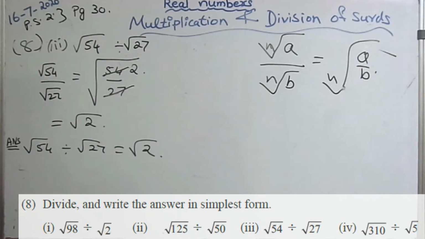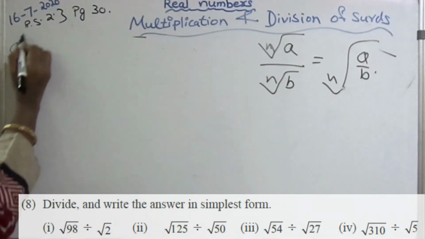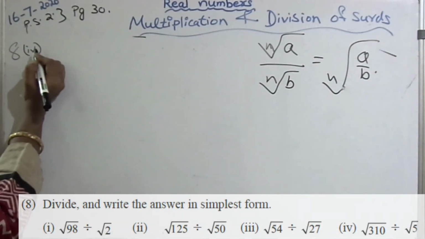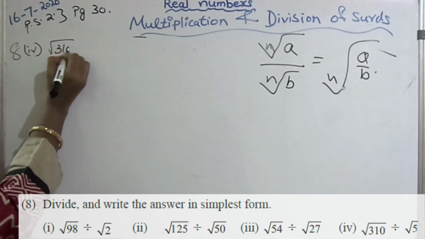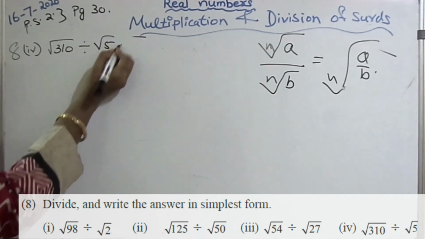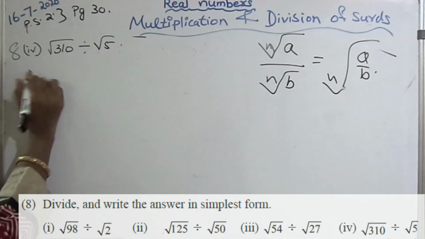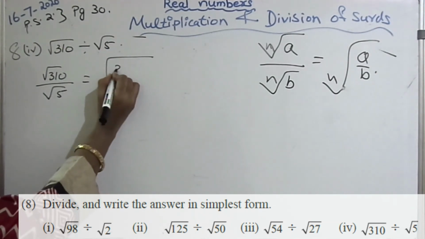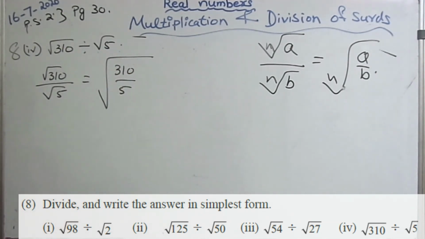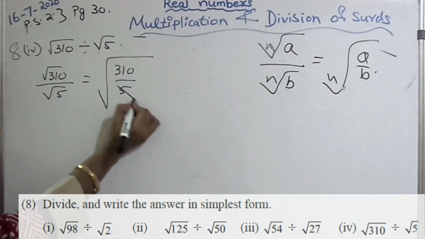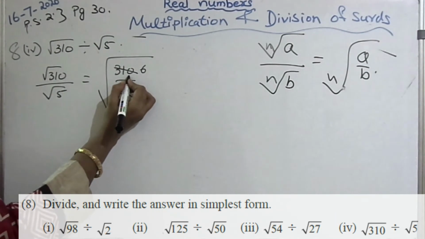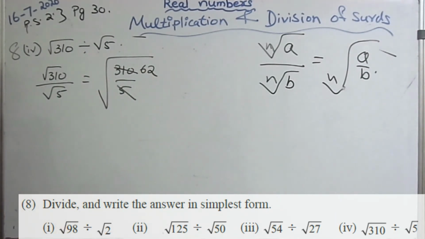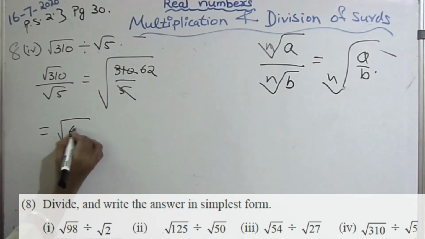Now last sum of the division. Let us do that also. Fourth one. Root 310 divided by root 5. So this can be written as square root of 310 divided by 5. Now 310 is divisible by 5 because it's ending with 0. So 5 will go. 5 6s are 30, remainder 1, 5 2s are 10, root 62. So you are getting root 62.